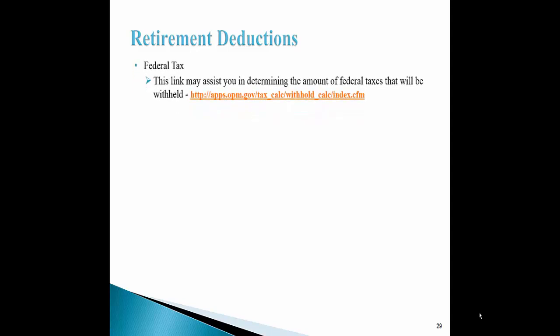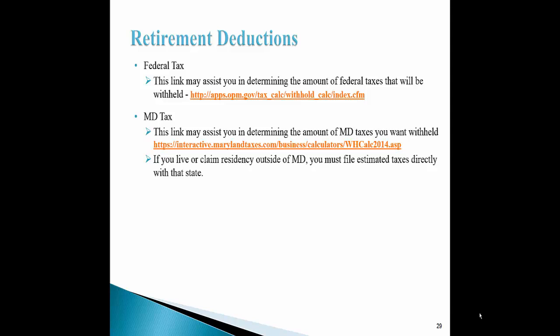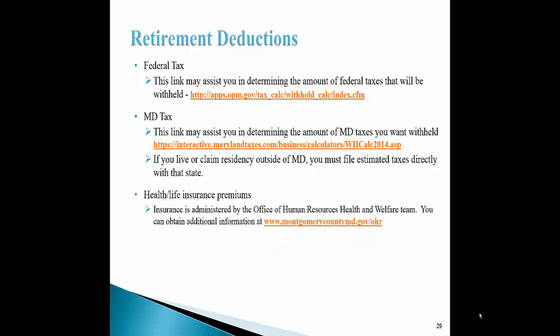Retirement deductions. The following 5 items may be deducted from your monthly pension. Federal taxes. This link may assist you in determining the approximate dollar amount of your federal tax deduction. Maryland state taxes. Maryland requires that you provide a flat dollar amount to have taken from your pension. This link may assist you in determining the amount of Maryland taxes you want withheld. Health and life insurance premiums. Retiree insurance is administered by the Office of Human Resources Health and Welfare Team. Additional information can be located on the OHR website.